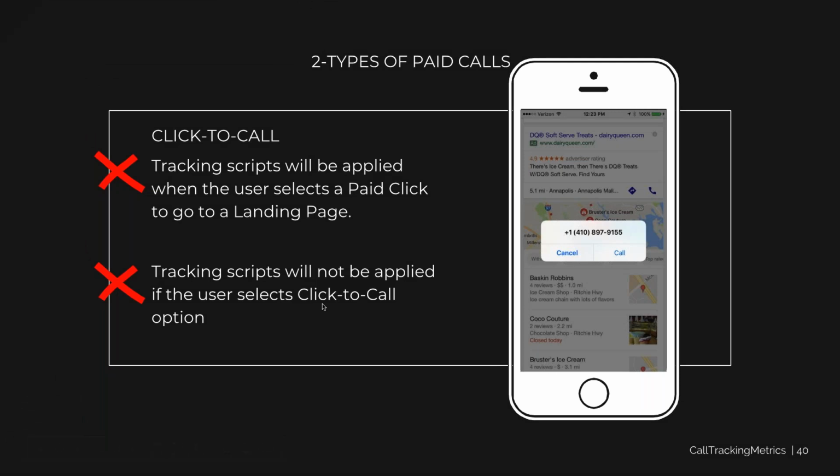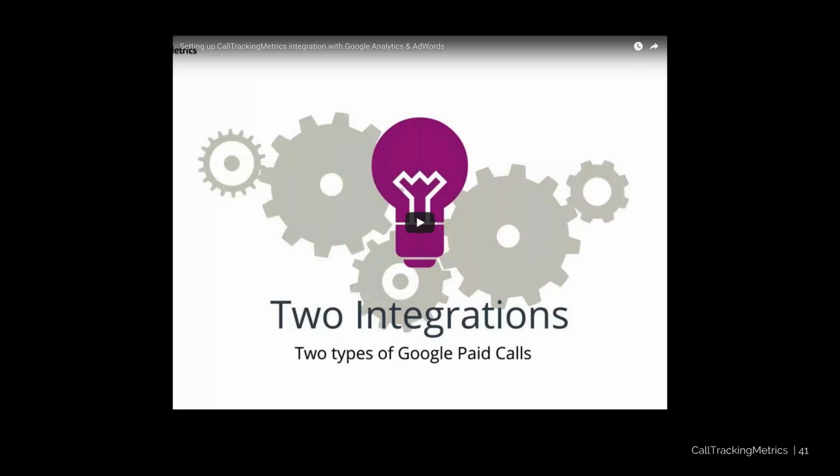So this is essentially going to act like an offline source. So one, we're actually able to do dynamic number insertion, but with this, we won't be able to attribute a session to this because there's not an actual session to your website. So to explain this more in depth, I have a helpful video. So enjoy.